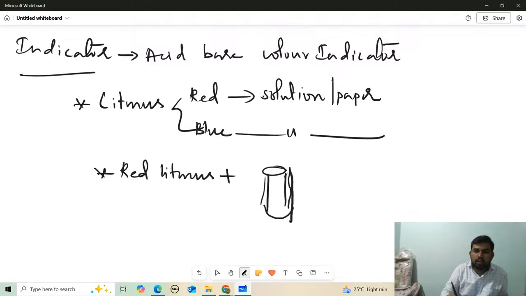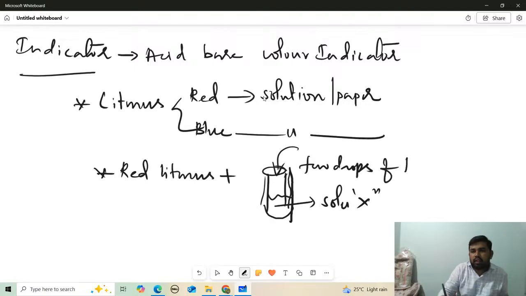Here we have a test tube with solution X, and to it we are adding a few drops of red litmus solution.